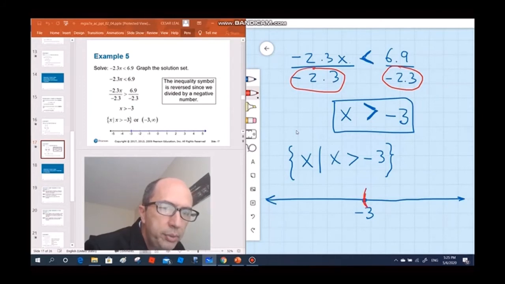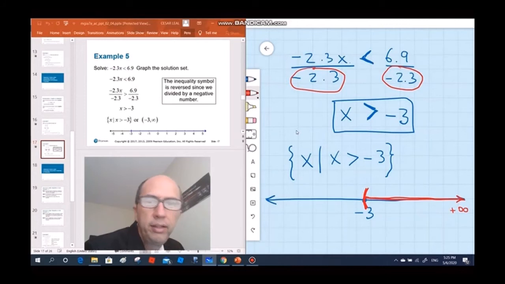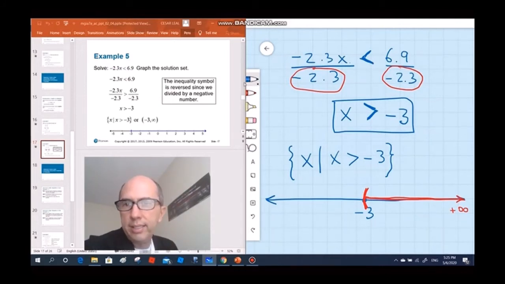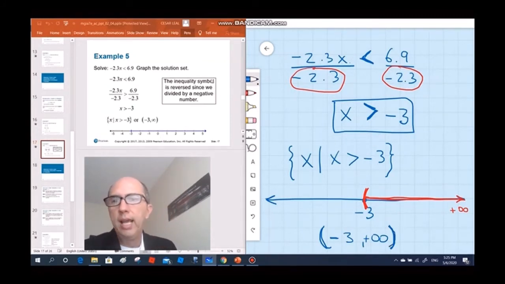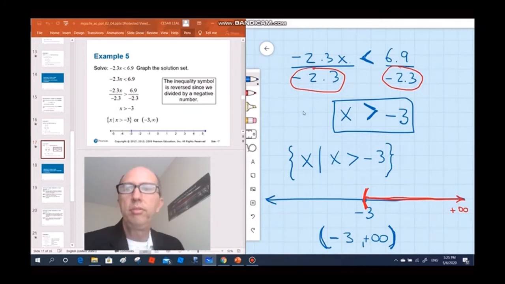So this is the parentheses. You can use the parentheses. Is everything greater than negative 3 part of the solution? Yes. This is positive infinity. And finally, the interval notation, negative 3 to positive infinity. Negative 3 is not included. Positive infinity always going to be parentheses. Okay, now let's move on.